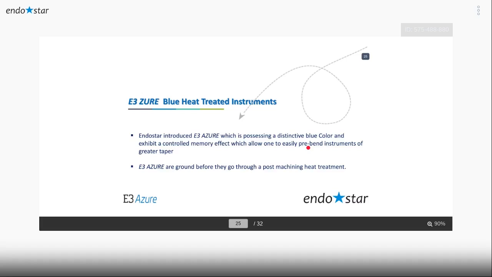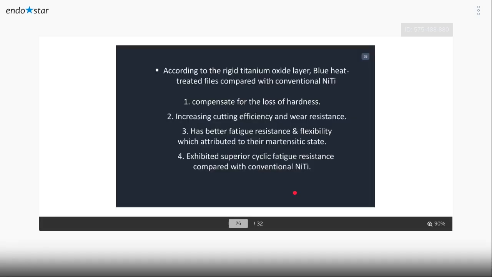First of all, you have to understand the E3 is ground before it goes to the heat treatment process. So it's a post-machining heat treatment process. What I can get from this process is that the post-machining heat treatment has two benefits. Benefit number one is this coating or heat treatment process. Let's speak about it in the next slide.